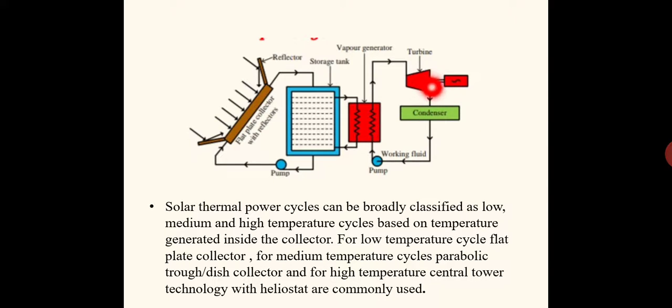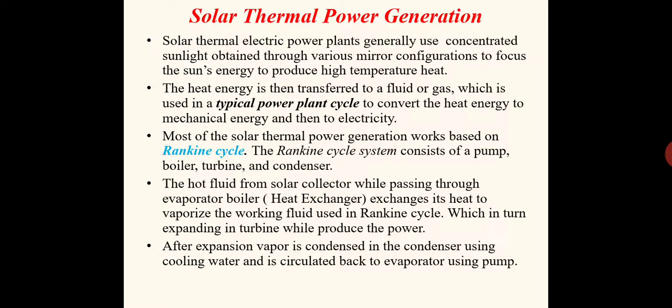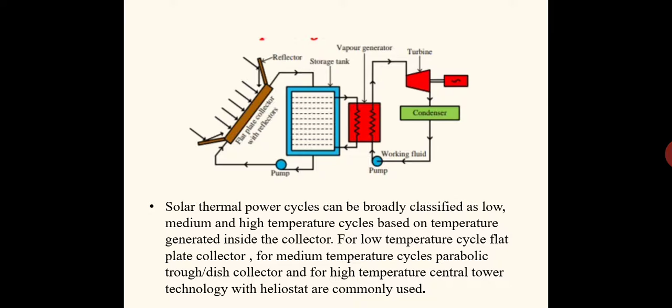After expansion, the vapor is passed through the condenser. In the condenser we will have a separate coolant passing as a heat exchanger. So the vapor will be giving its heat energy to the coolant passing through the condenser, so that the phase of the vapor changes from vapor to liquid state. The low temperature liquid will be again recirculated through the vapor generator using a pump. This is the basic working of the solar thermal power generation system. So always we will be using the Rankine cycle.